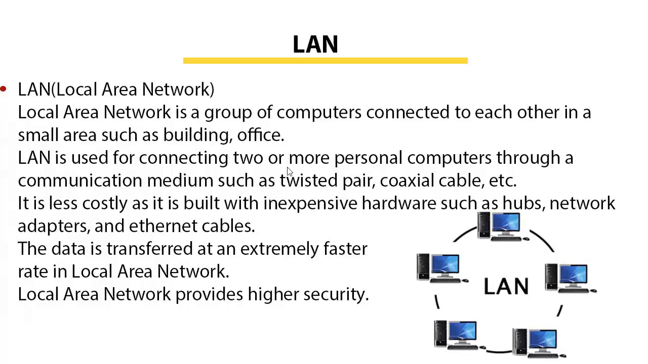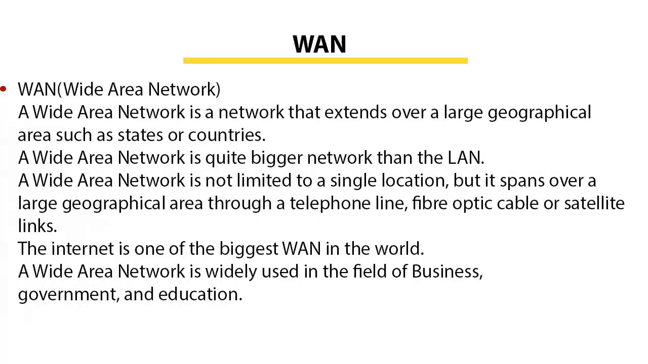LAN is used for connecting two or more personal computers through a communication medium such as twisted pair or coaxial cable, etc. It is less costly as it is built with inexpensive hardware such as hubs, network adapters and Ethernet cables. The data is transferred at an extremely faster rate in local area network. Okay, data is being transferred at a high speed. Local area network provides high security.